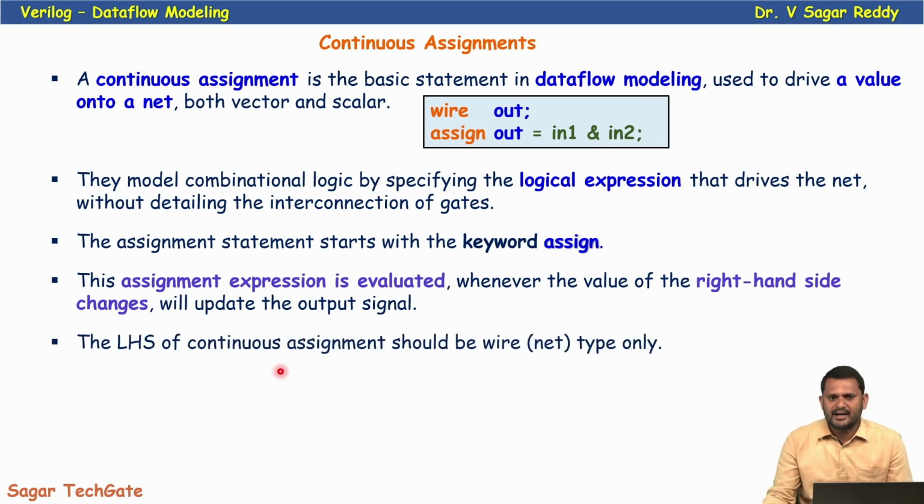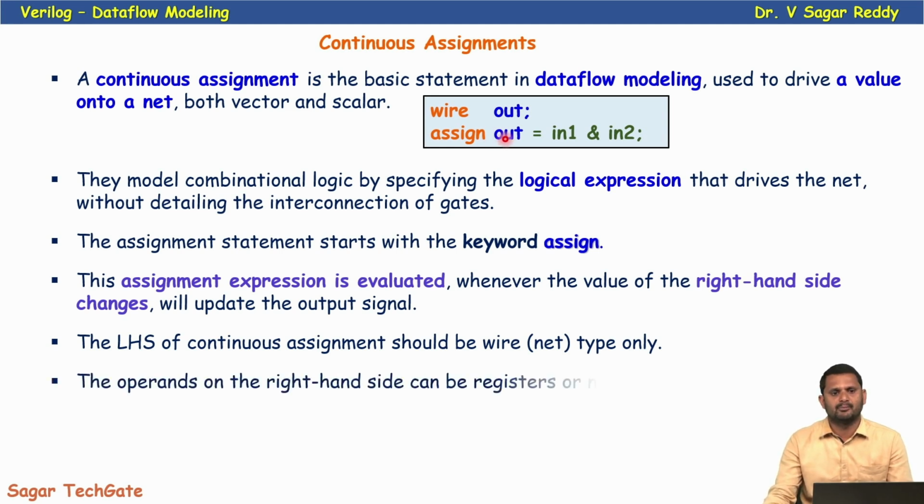So the LHS of a continuous assignment should be wire type only. It should be wire type. That is a thumb rule you need to remember. If you use a continuous assignment statement, the LHS should be net type only. Now see, the operands on the right hand side can be registers or nets or function calls. Already we discussed the data types used in Verilog. If not, please visit that video, so you'll get clarity.